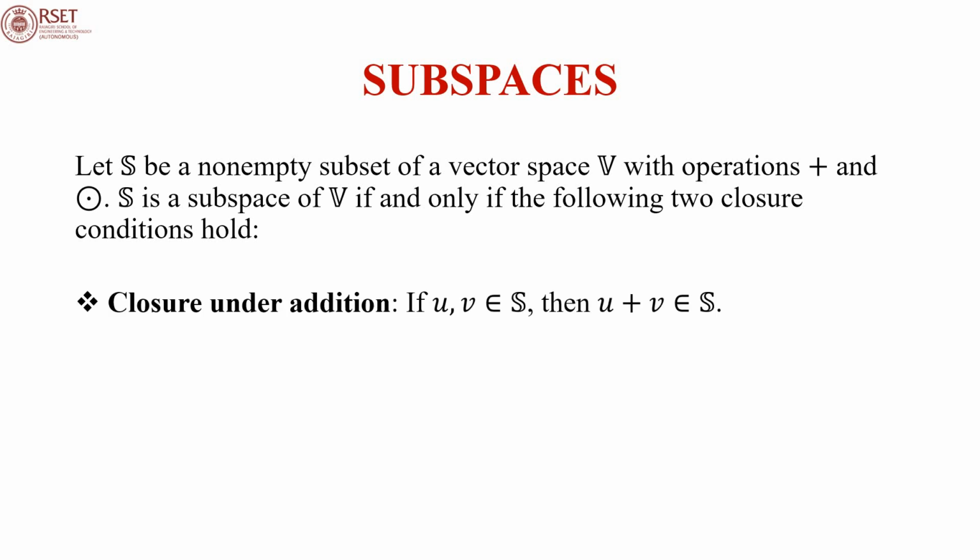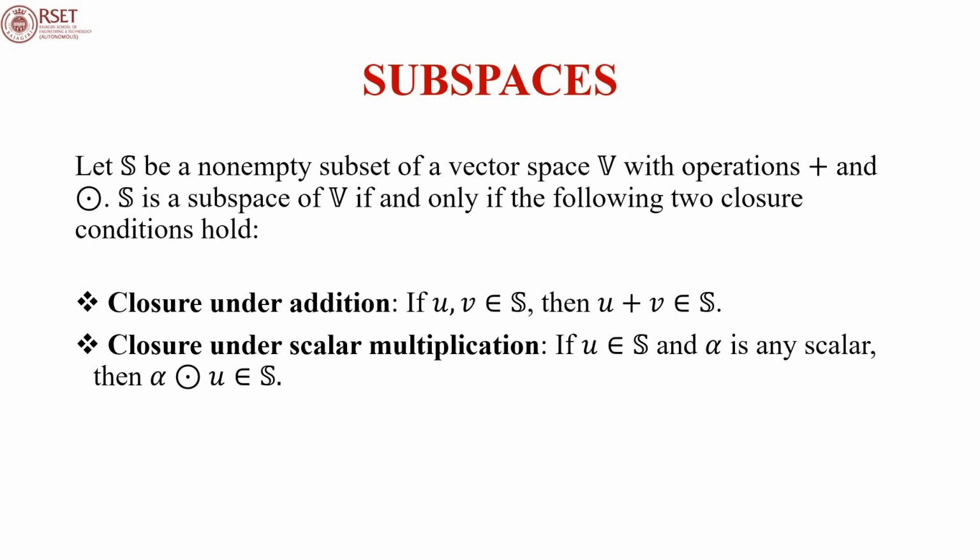First closure condition is closure under addition. That is, suppose we have two elements U and V in S, then their sum must also be an element of S. The sum must not be an element of only V. Okay, so if we take two elements of S, their sum must be in S.